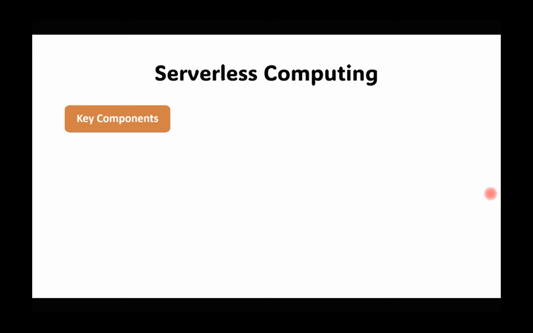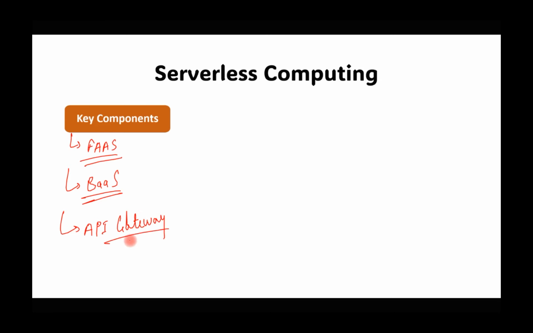Now we will talk about the key components of serverless computing. There are three major key components. The first component is FaaS, that is Function as a Service. Next is BaaS, that is Backend as a Service. Another is the API gateway. So these are the three key components of serverless computing.